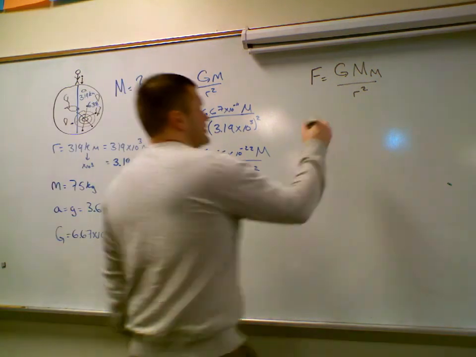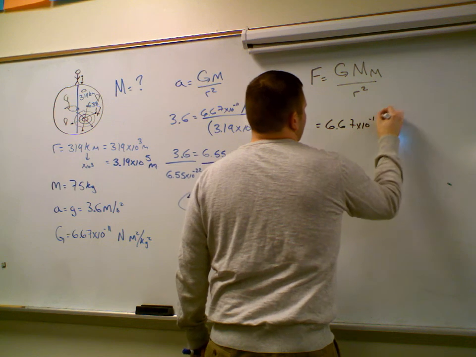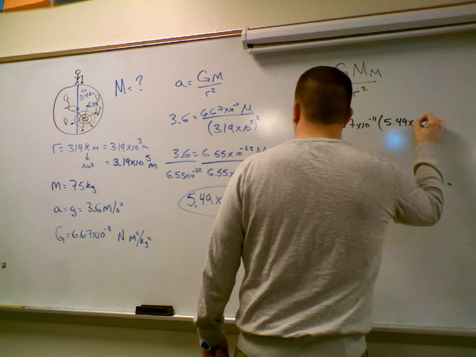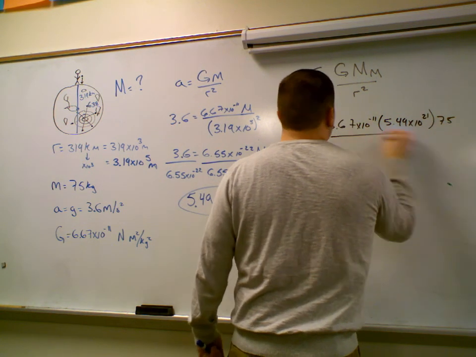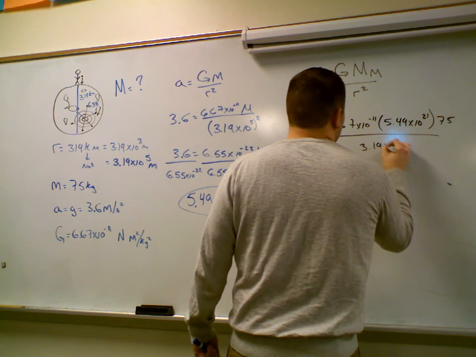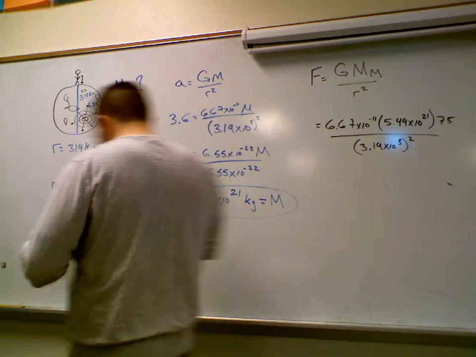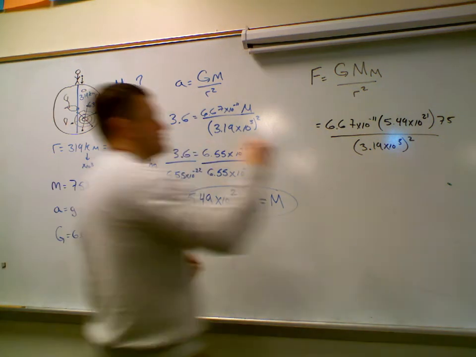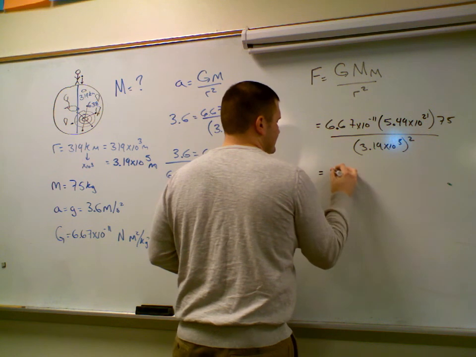75. So we end up with 6.67 times 10 to the negative 11th times 5.49 times 10 to the 21st times 75 all over 3.19 times 10 to the 5th squared. And we can find our force of gravity exerted on the astronaut. 270.